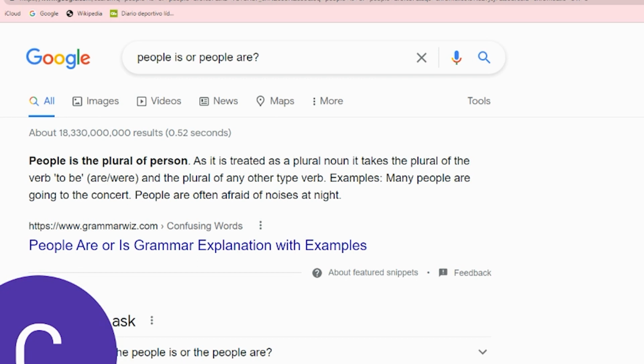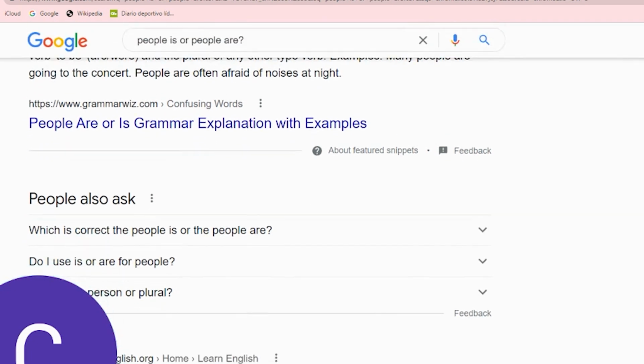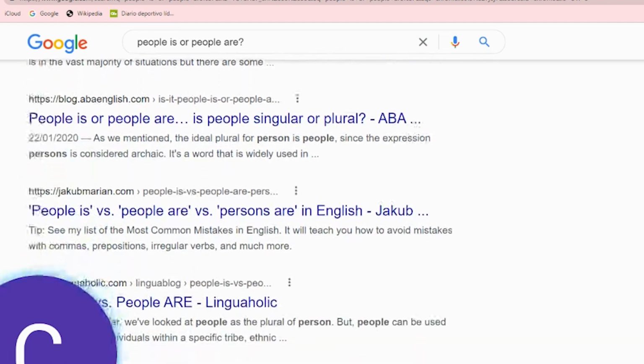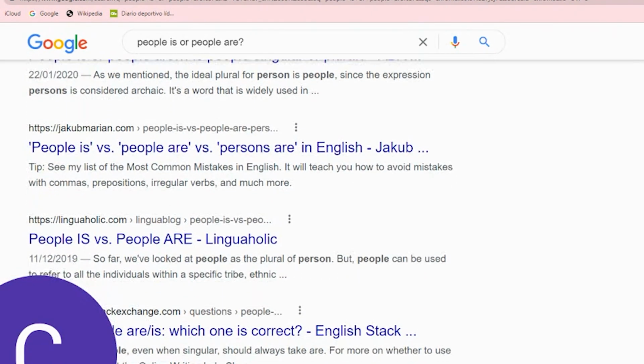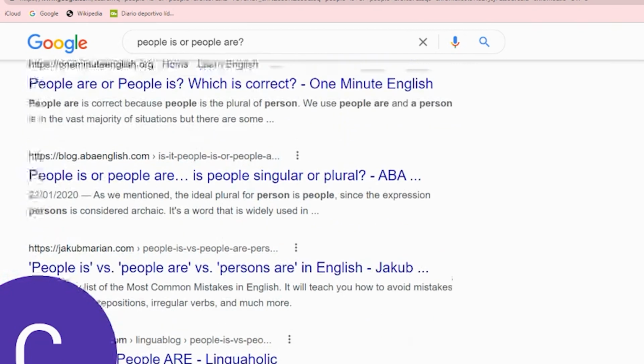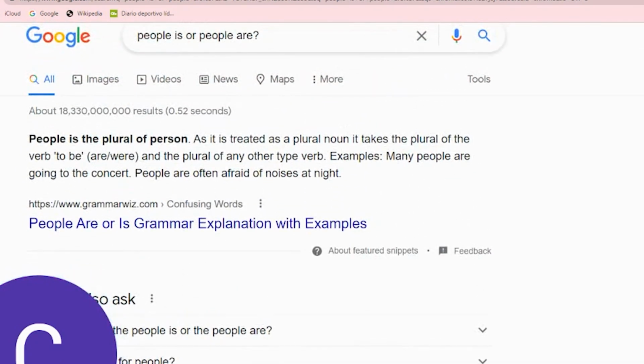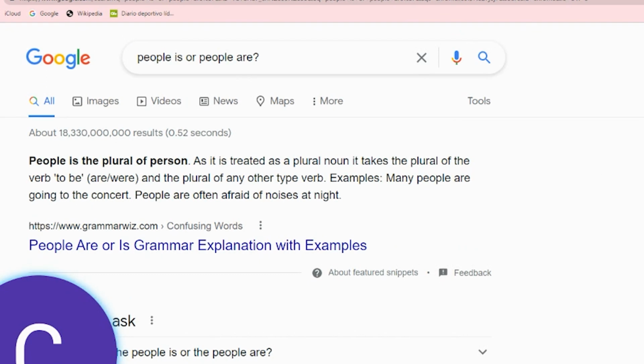However, be careful with the sources from which you read the information. If you read it from a forum, there is no guarantee that the information is correct. If you read it from a respectable website, for example, anything that comes from the British Council, Cambridge, or Oxford, you can be certain that the information is correct.